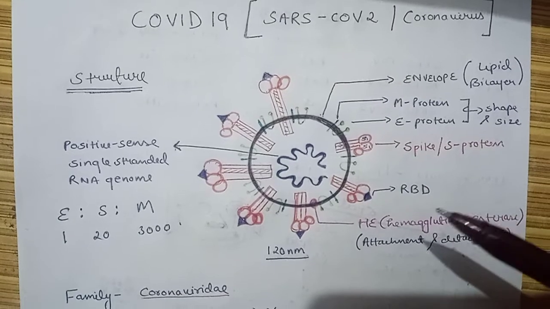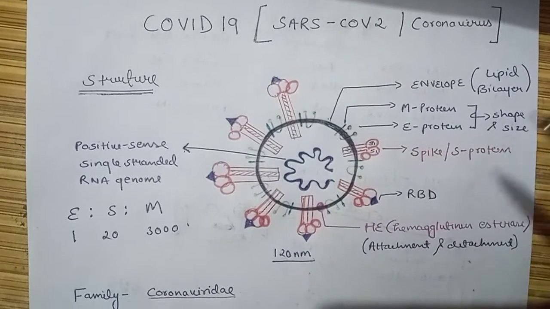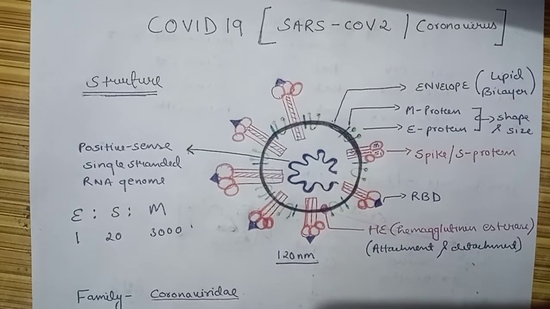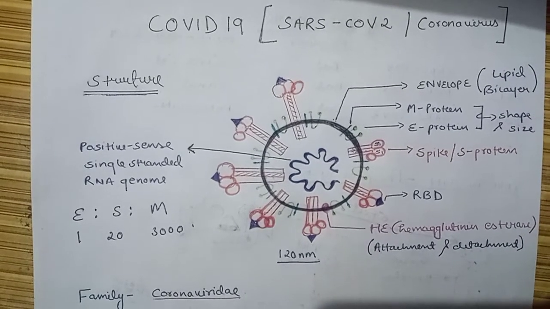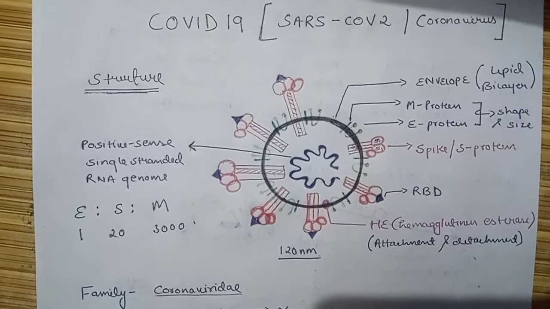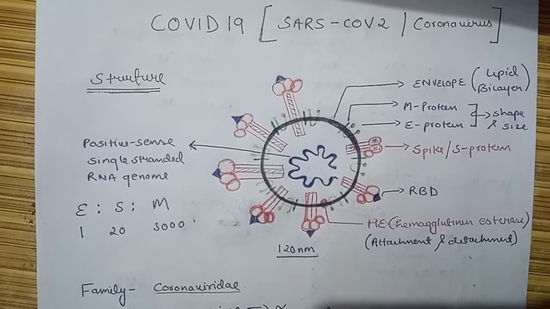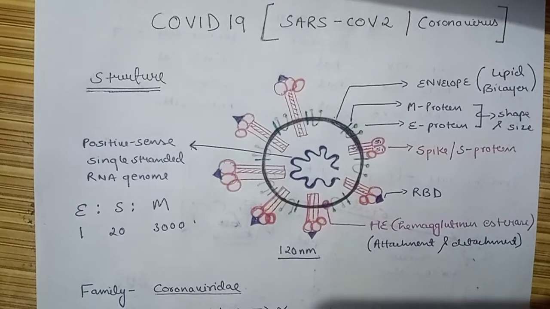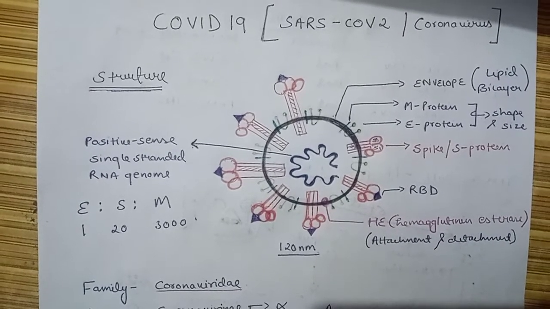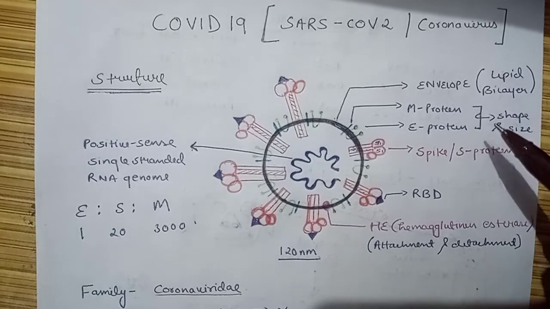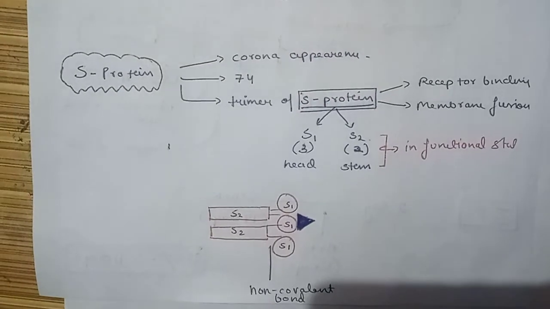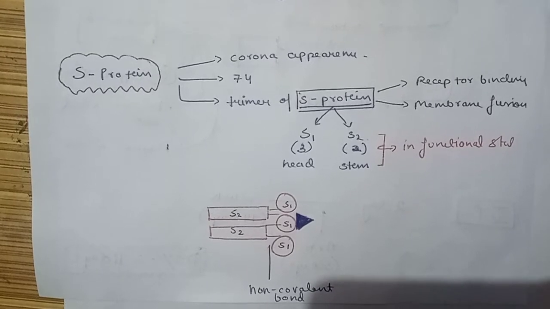spike protein or the S protein is the most important protein in the sense because it is responsible for the fusion of virus to the host cell, as well as it has the receptor binding domain to attach to the receptors. Now let's understand a bit more about the S protein, which are the most important. So now we will try to understand a bit about S protein.